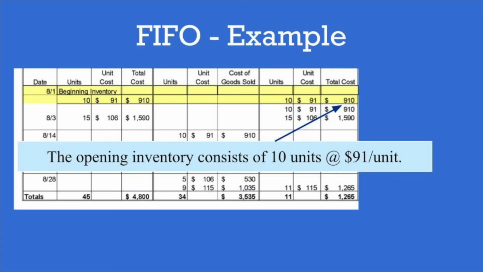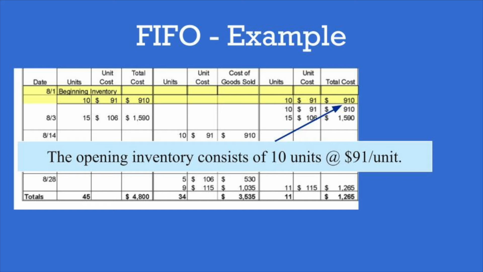So let's take a little example to explain FIFO a little more thoroughly. We have here an inventory sheet, and what I want you to do is look at the very top row, and it says on the 1st of August we have a beginning inventory. The beginning inventory consists of 10 units that were bought at $91 each for a total inventory cost of $910. Okay, so that's the opening inventory. It has 10 units in it, and they cost $91 each for a total of $910.